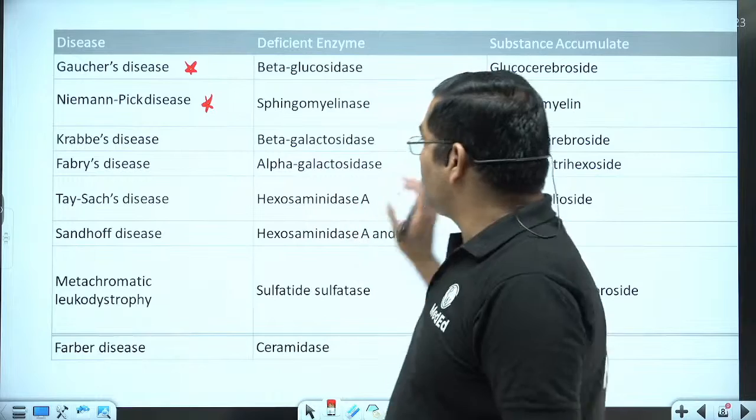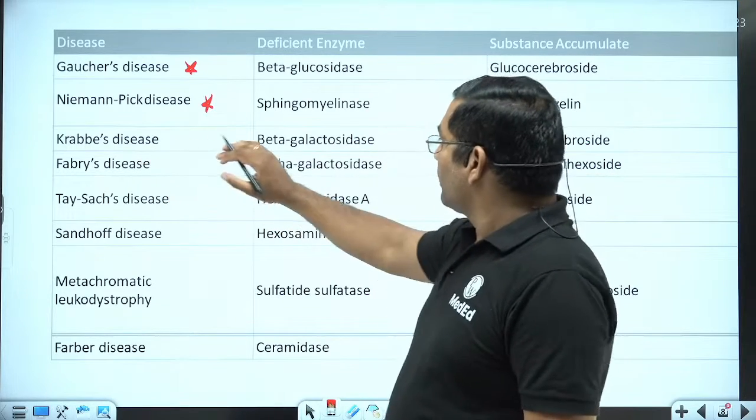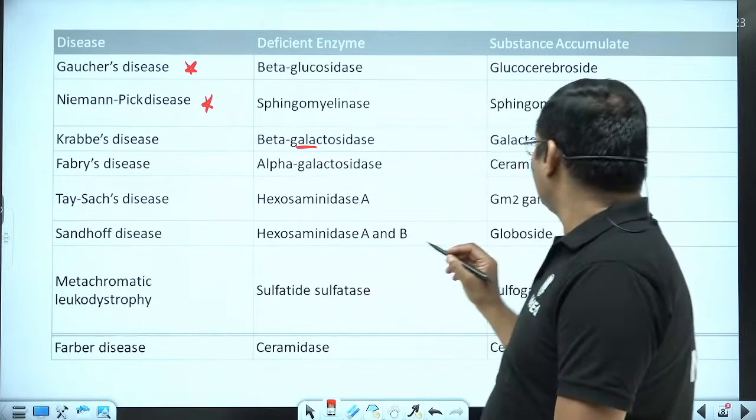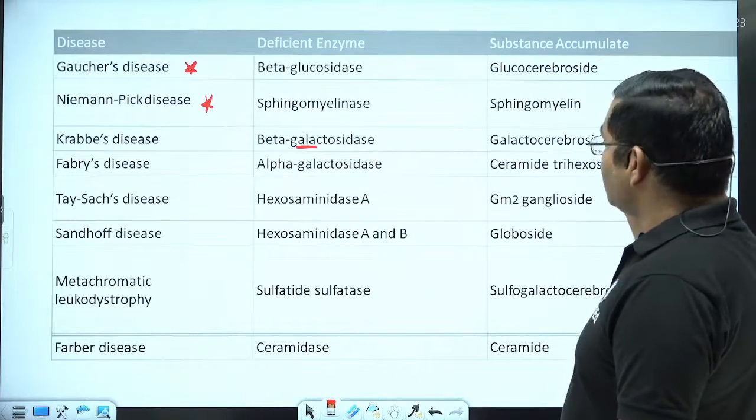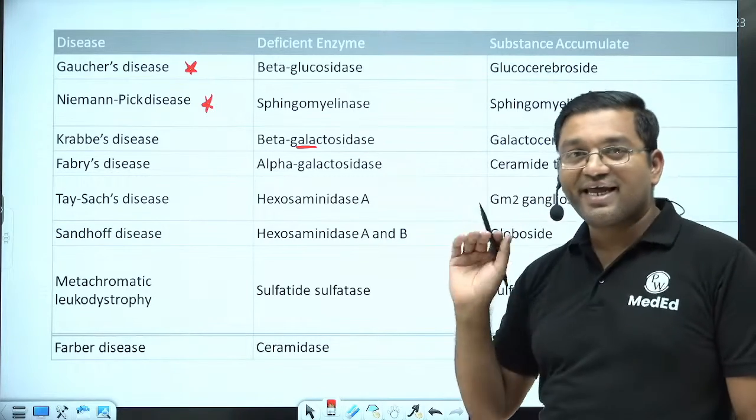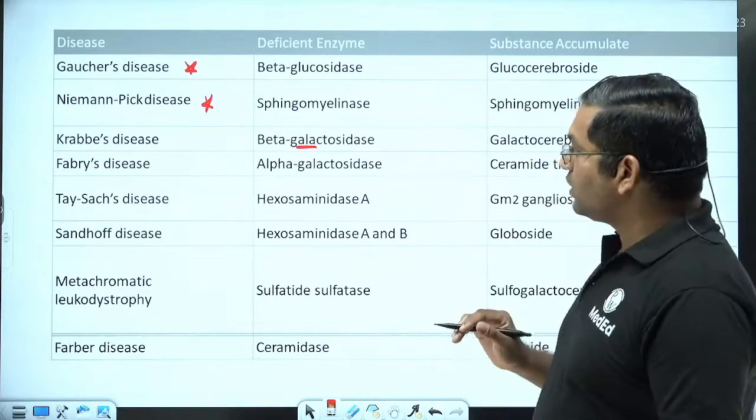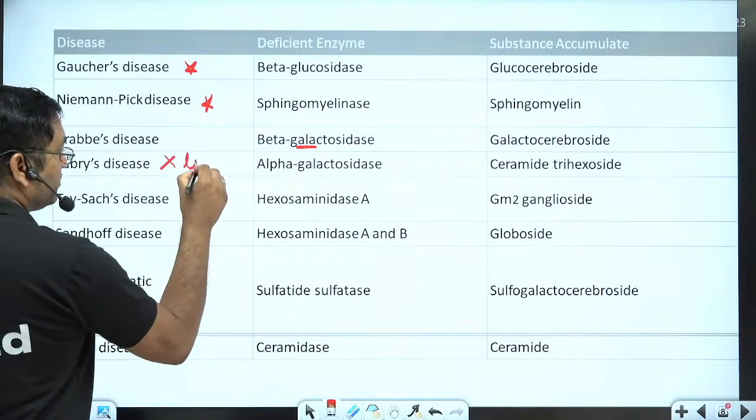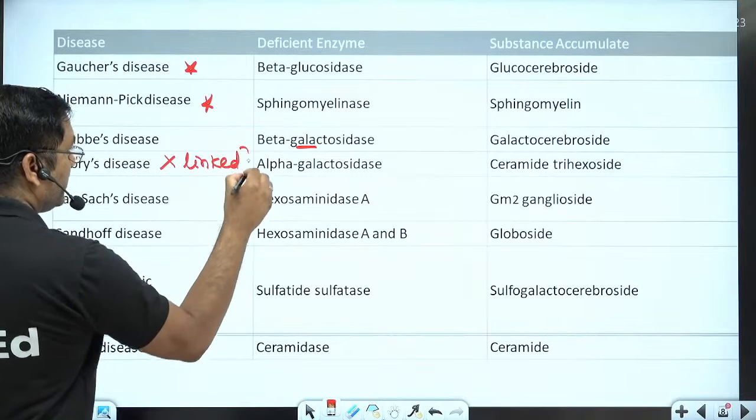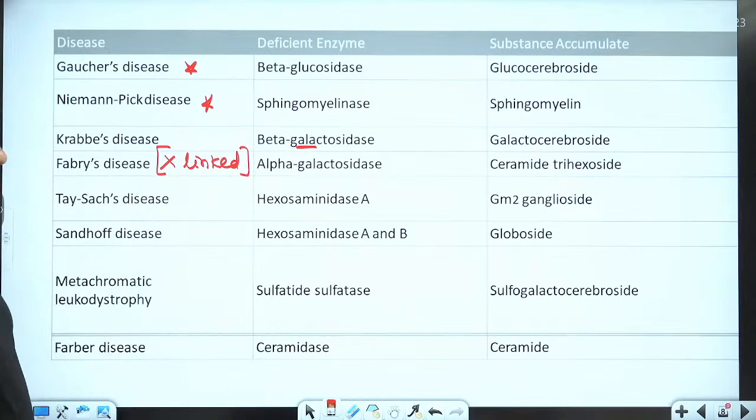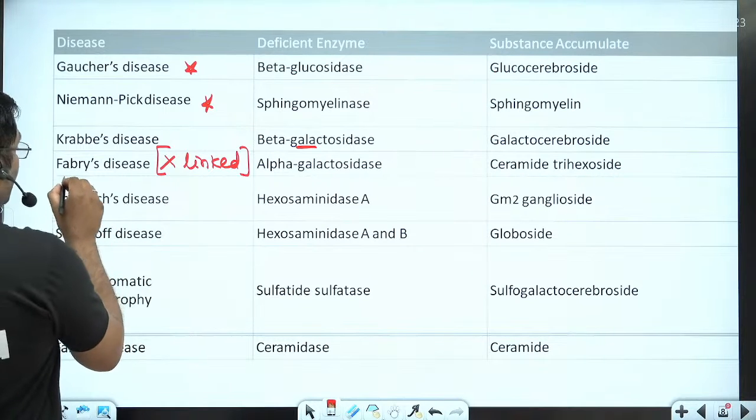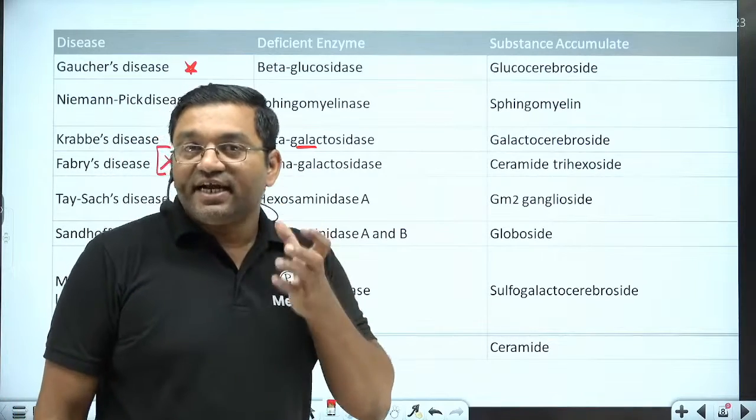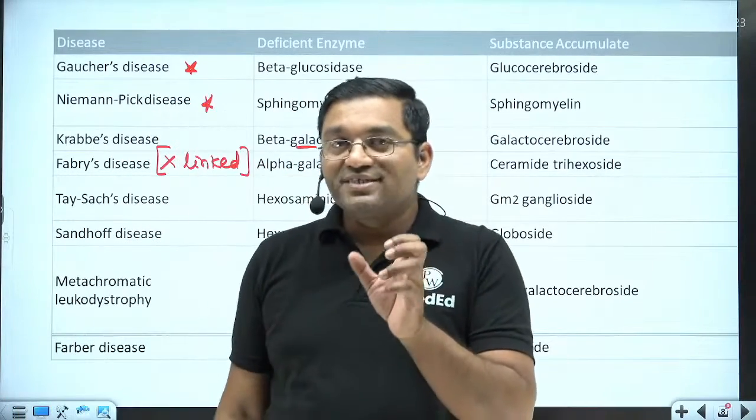Krabbe's disease, the beta galactosidase is defective. There is accumulation of galactosyl or galactocerebroside or galactosylceramide. Okay, then Fabry's disease, point to remember: all are autosomal recessive, but Fabry's is an X-linked disease. In Fabry's disease there is angiokeratomas, the telangiectatic skin lesions.